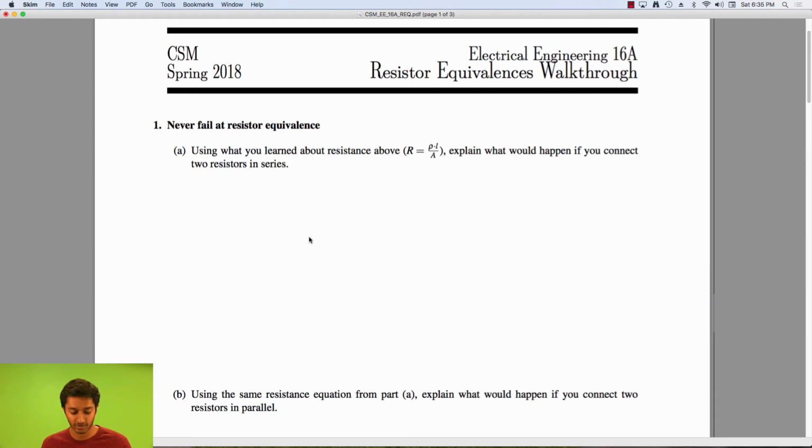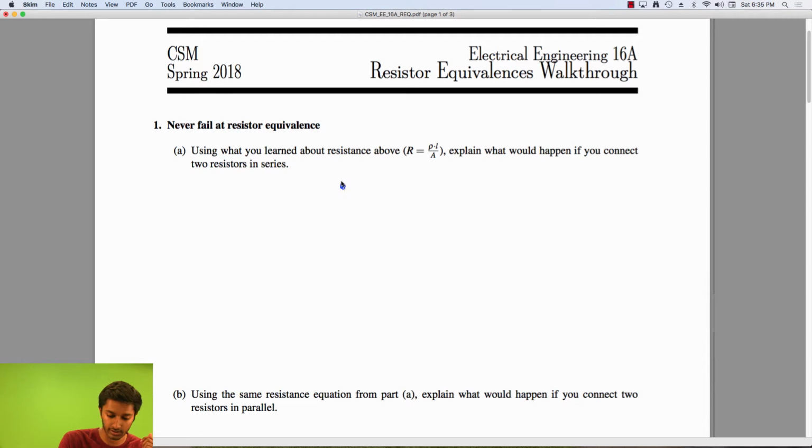Hi, so this is CSM 16A Spring 2018 Worksheet 6, problem number 2. So let's get started with part A, where we're seeing what happens with resistors in series. So let's start out by drawing resistors in series.